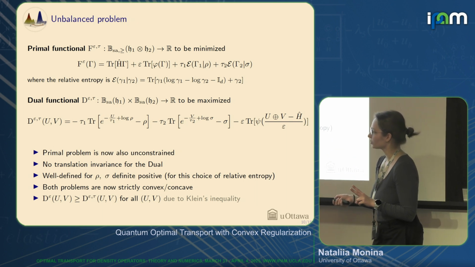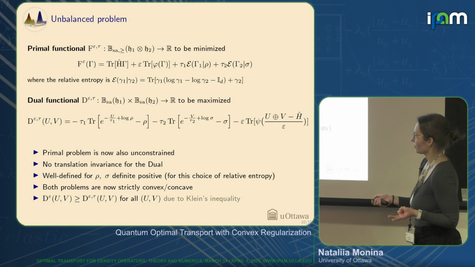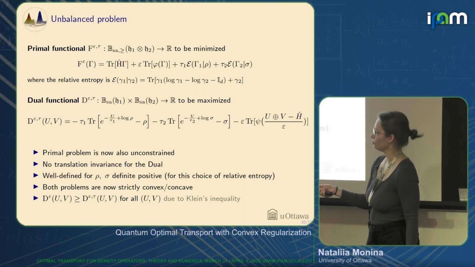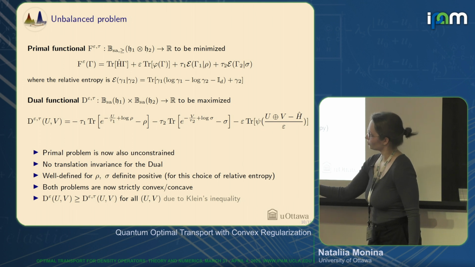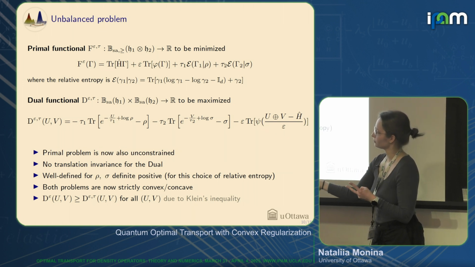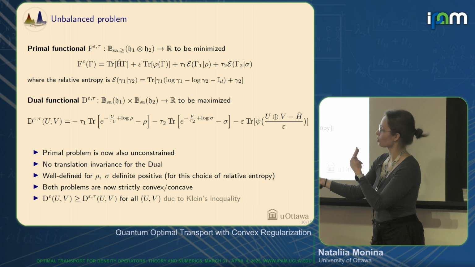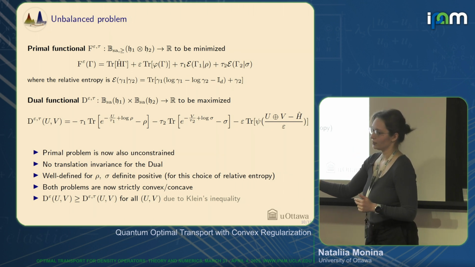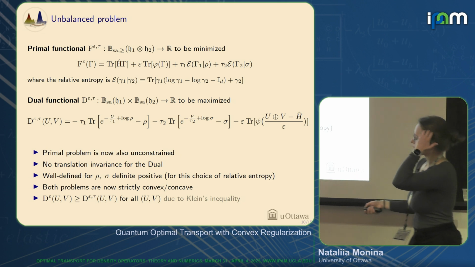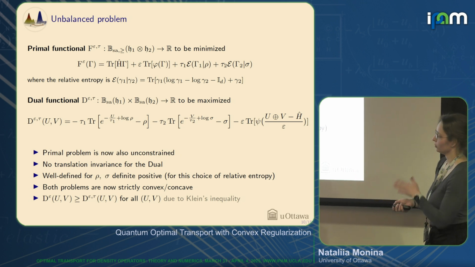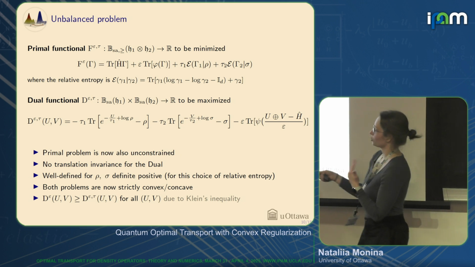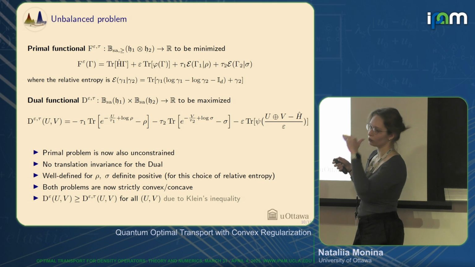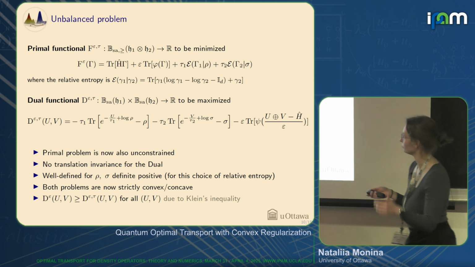And a final remark, which is kind of interesting: for all tau and for all u and v, this dual problem with the unbalanced terms is always smaller than the dual without the unbalanced terms. This actually comes from Klein's inequality, but it shows that if you want to optimize this problem, you get a lower bound to the one that you had before.